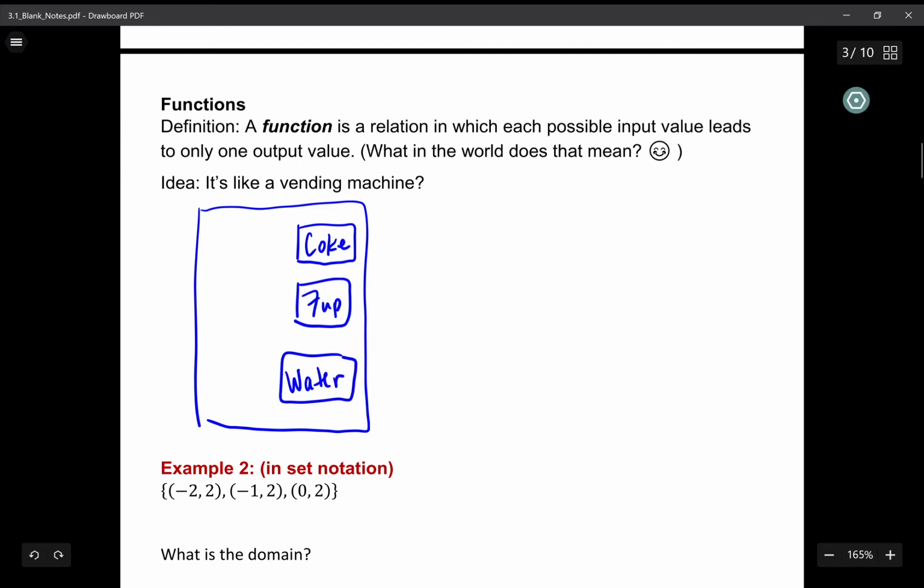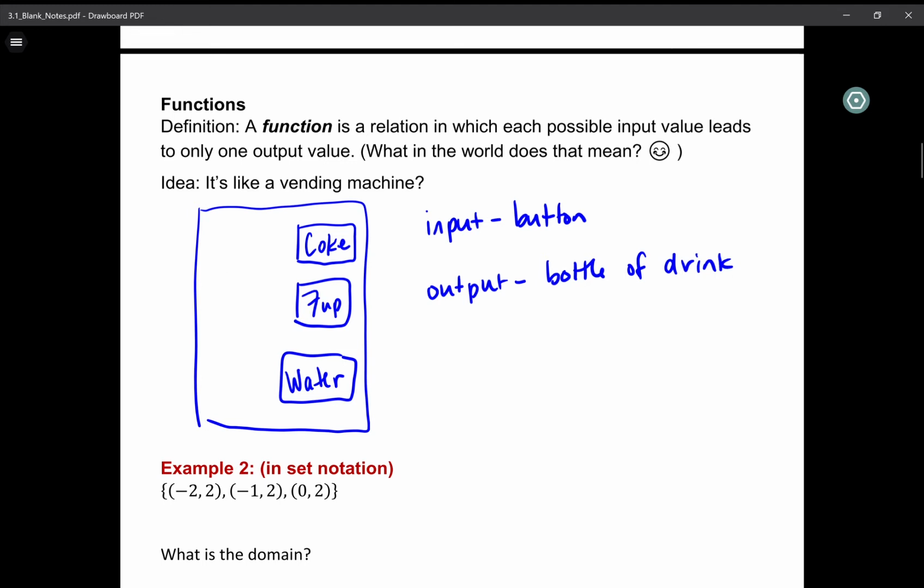The input to this machine is your button press. You push the button for Coke. The output is a bottle of Coke. Or drinks, I guess I'll say, because I put water on there. I can't even say soda. So my input is the button, and my output is going to be a bottle of Coke.